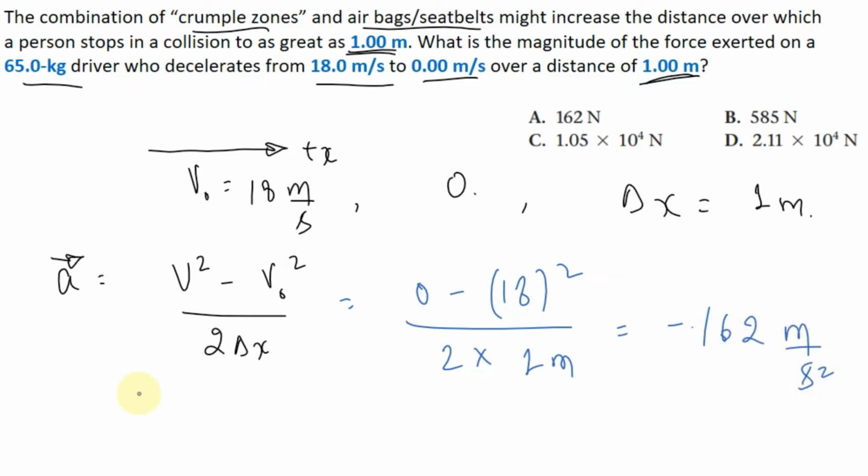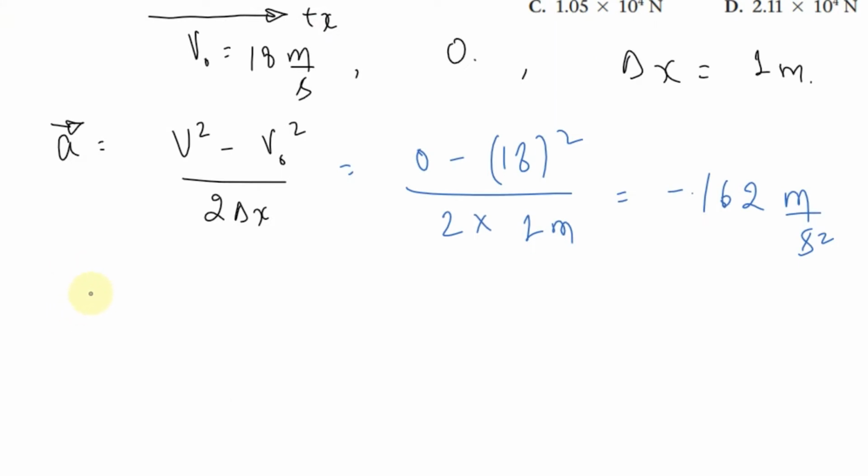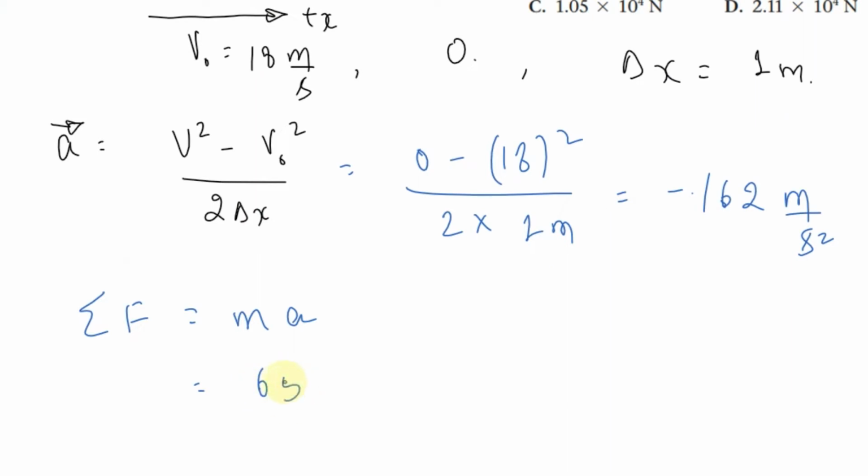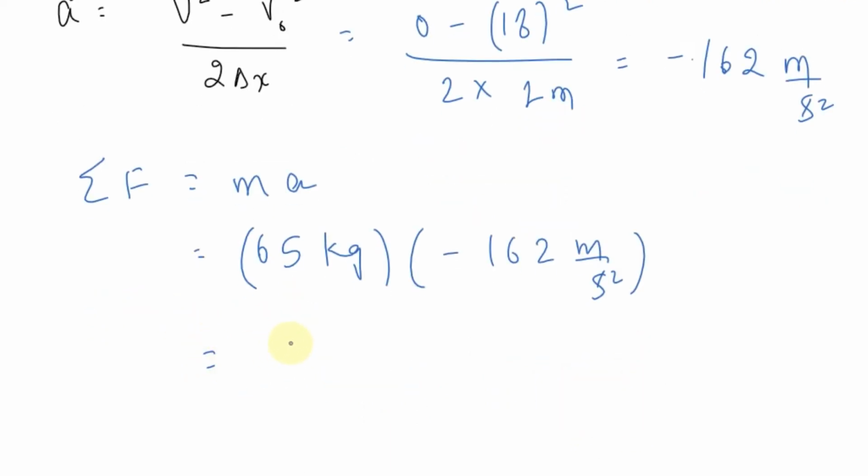Now from here we can easily find the force. By Newton's second law of motion, we know that net force equals mass times acceleration. So the mass of the driver is 65 kg. So 65 kg times acceleration of negative 162 meters per second squared will be equal to 1.05 times 10 to the power 4 Newton. This is negative, and this is near about 10,000 Newton.